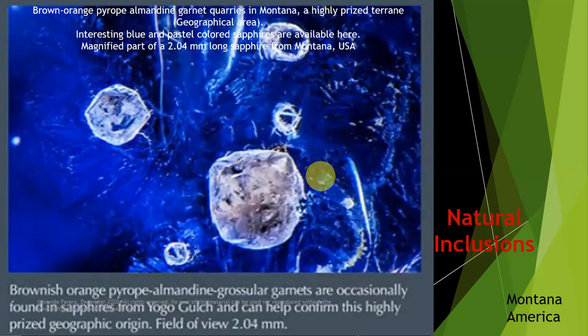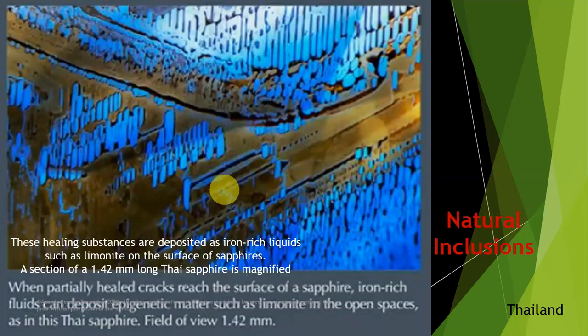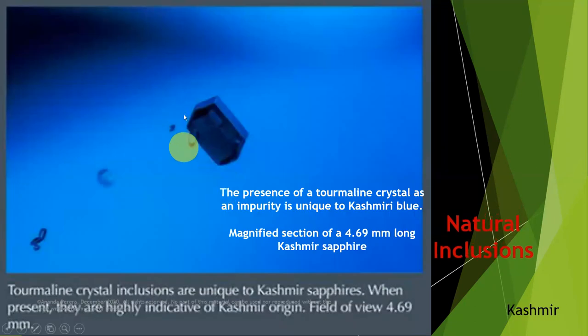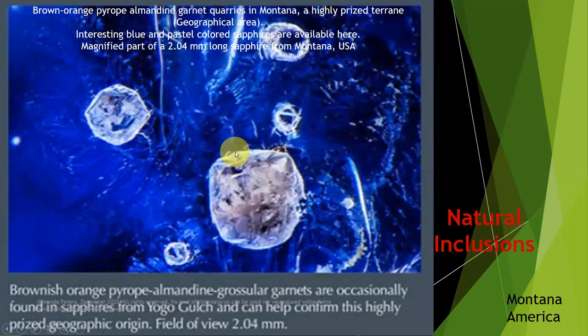Another one here, again from America, Montana. Look at the color, brown orange is there. Brown orange, pyrope almandine garnet. We are learning later, under the garnet family, pyrope almandine garnet is the thing here. Earlier we saw tourmaline. Here, it's a garnet. Almandine garnet. The color is brown orange.